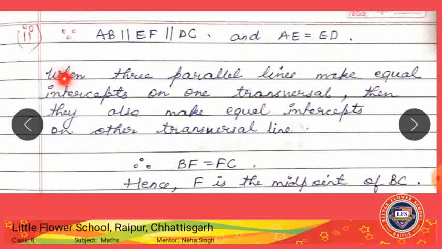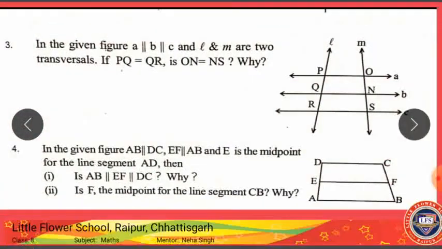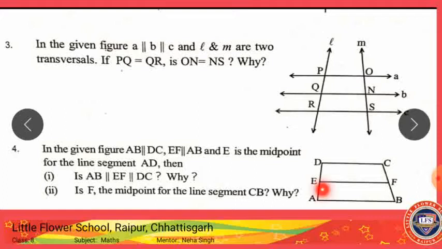Why? When three parallel lines make equal intercepts on one transversal, they will also make equal intercepts on another transversal. How can we say that here we have a transversal? See, AB, CD and EF are three parallel lines. This line is the transversal, right? And this BC is also a transversal, since these three parallel lines are intersected by this line.